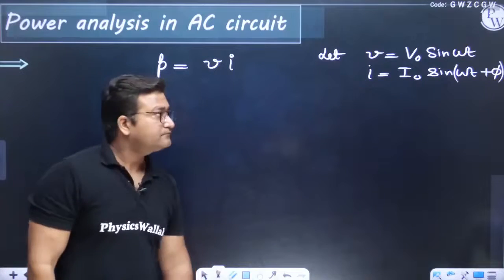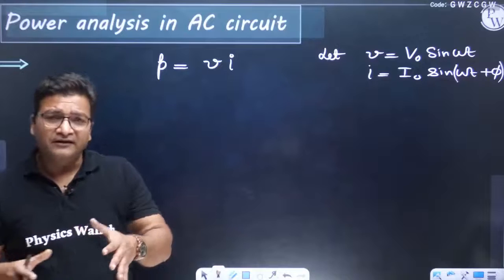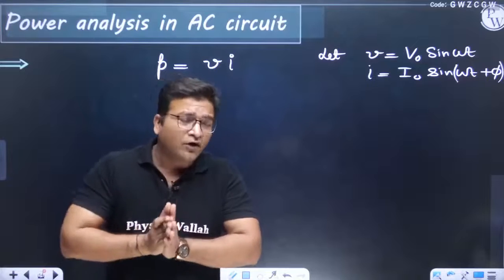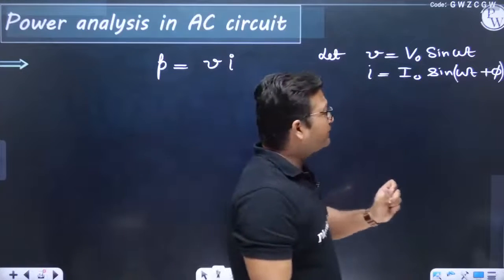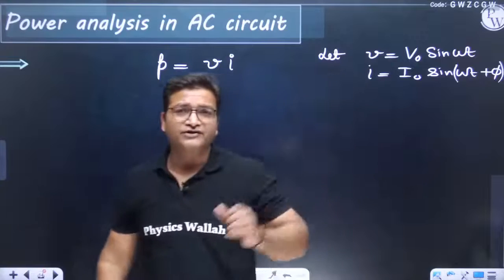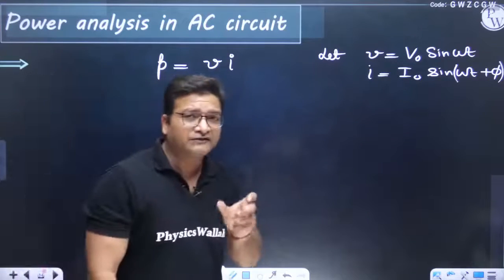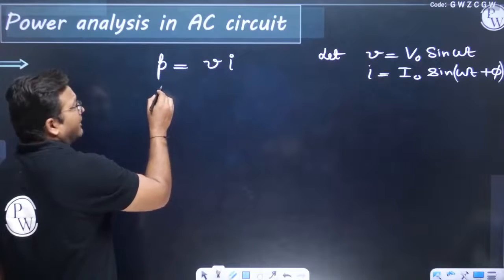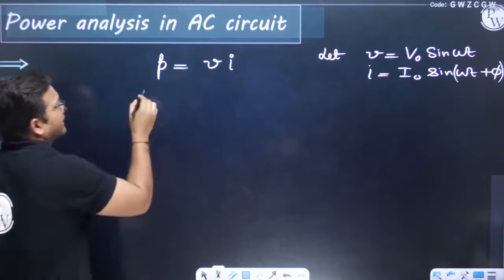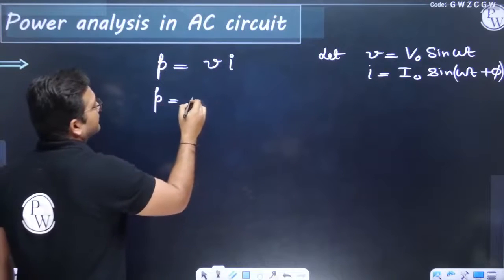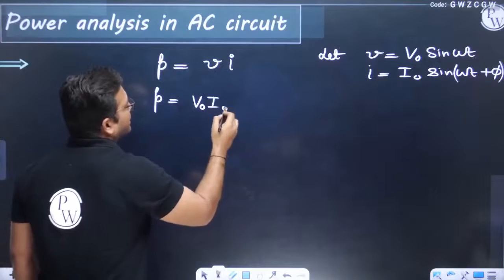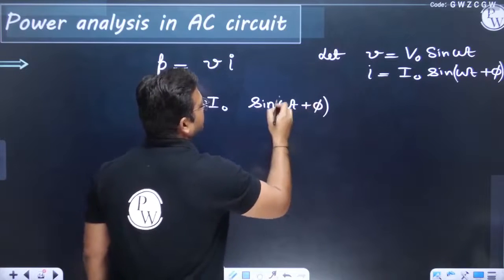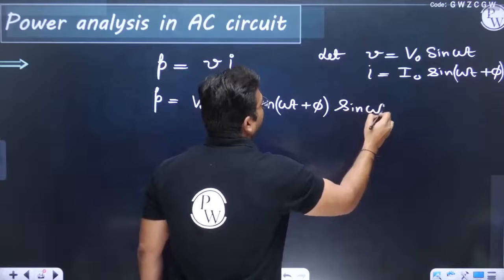Okay. If all parameters like frequency, the voltages, the resistance and the capacitor inductance are kept fixed, we observe that phase difference once obtained will remain constant during the operation of the system. So you can think of this phi as constant for one type of circuit. So if we find instantaneous power, it will be simply multiplication of V times I. So P equals V naught I naught sine omega t plus phi and sine omega t.